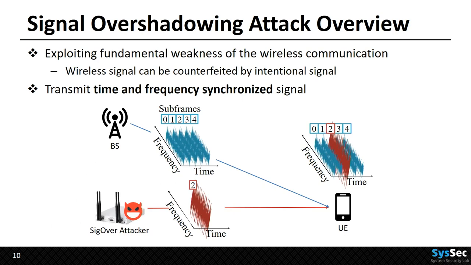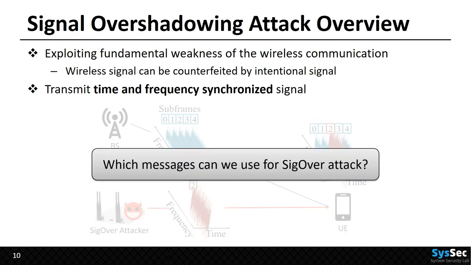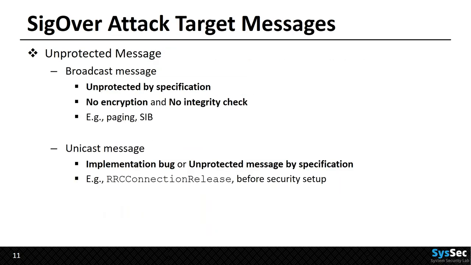If the SigOver attack is possible, then what message can be used to overwrite? The messages we can overwrite are those with no security protection. First, there is a broadcast message. The broadcast message is a base station sent signal for all users with no consideration for encryption and integrity checks in the LTE specification.